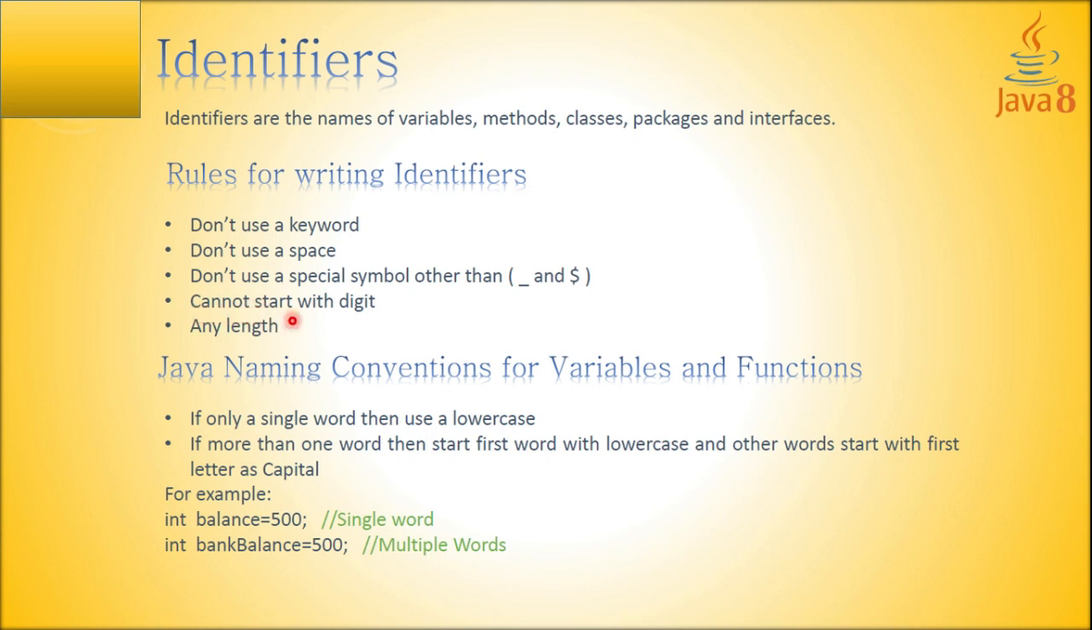An identifier name should not start with a digit. It should not start with a digit, meaning 9xy is equal to, you cannot write like that. You have to start with either underscore or dollar, otherwise with an alphabet. It can be of any length. Length does not matter. The length can go up to any length, no problem at all.